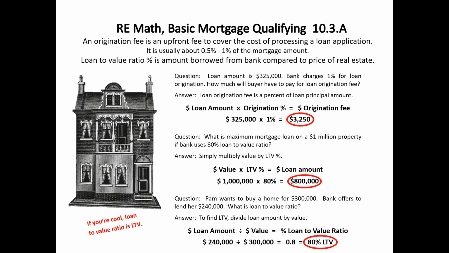Now we're going to talk about basic mortgage qualifying. In other words, we're going to talk about mathematic processes that have to do with banks. An origination fee is an upfront fee to cover the cost of processing a loan application. In real life, it's usually about 0.5% to 1% of the mortgage amount. When I say 0.5%, I mean 0.5%.